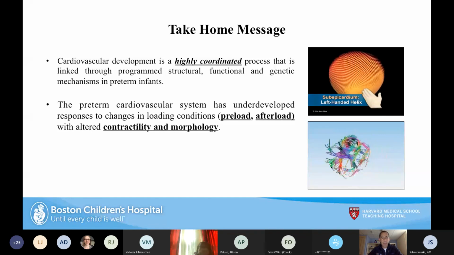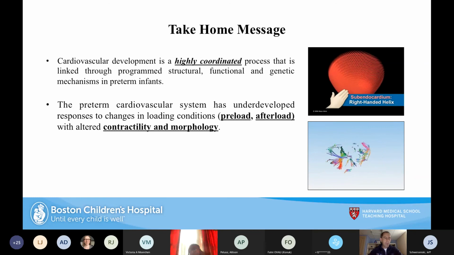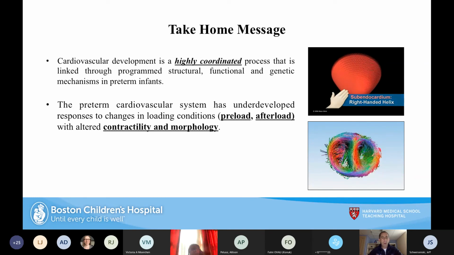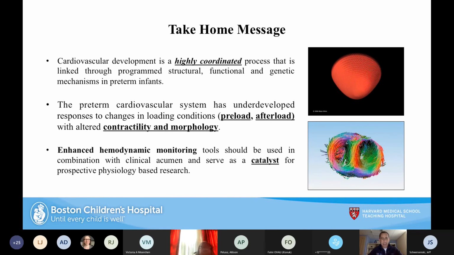The preterm cardiovascular system is underdeveloped and has underdeveloped responses to changing loading conditions. What I mean by that is the preload, the afterload, the contractility, and the altered morphology. As we choose specific medications, we need to understand the milieu of the preterm cardiovascular system. And finally, enhanced hemodynamic monitoring tools should be used in combination with the clinical exam. They don't replace the clinical exam. They help us use the clinical exam to serve as a catalyst both for clinical and prospective physiology-based research.